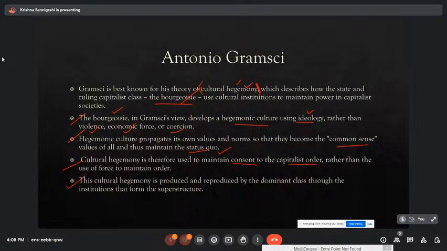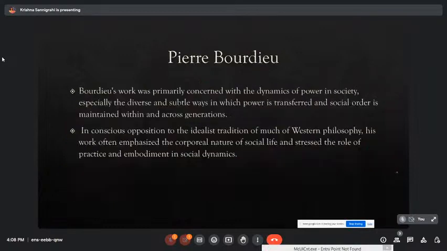This cultural hegemony is produced and reproduced by the dominant class through the institutions that form the superstructure. So the superstructure, which is created from the base, is again based on these ideas and is doing what? It is propagating the cultural hegemony and supporting the capitalists, the people in power, in order to continue the same.